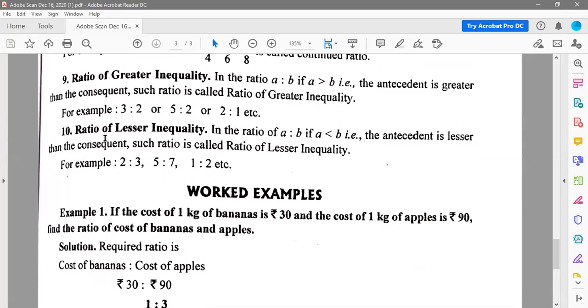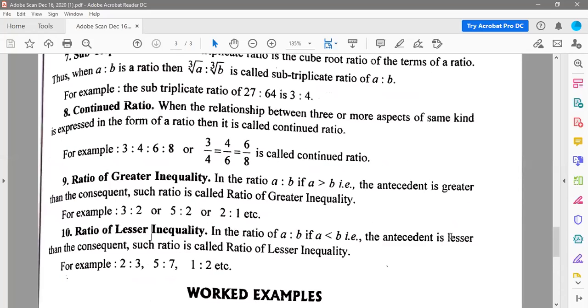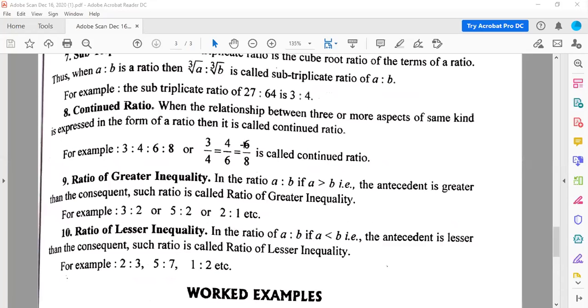So this is known as ratio of greater inequality. Next, ratio of lesser inequality. This is the opposite, so the antecedent will be lesser than the consequent. The antecedent is 2 and the consequent is 3. The antecedent is 5, the consequent is 7. The antecedent, that is the first term, is lesser than the second term. So this is known as ratio of lesser inequality. This is ratio of greater inequality, and this is ratio of lesser inequality. So these are the 10 important types of ratios. Understood? Any doubts until here?